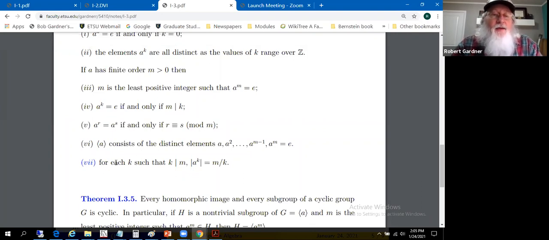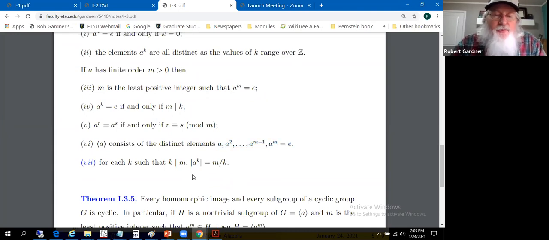Here we explicitly say the group generated by A when A is an element of order M consists of the distinct elements A, A squared, A cubed, up to A to the M minus 1, and A to the M, but A to the M is going to equal the identity because M is the order, if you believe part 3. So these are intimately tied together. There's exactly what the elements of that group generated by an element of order M are. The identity, A, A squared, up to A to the M minus 1, if you like.